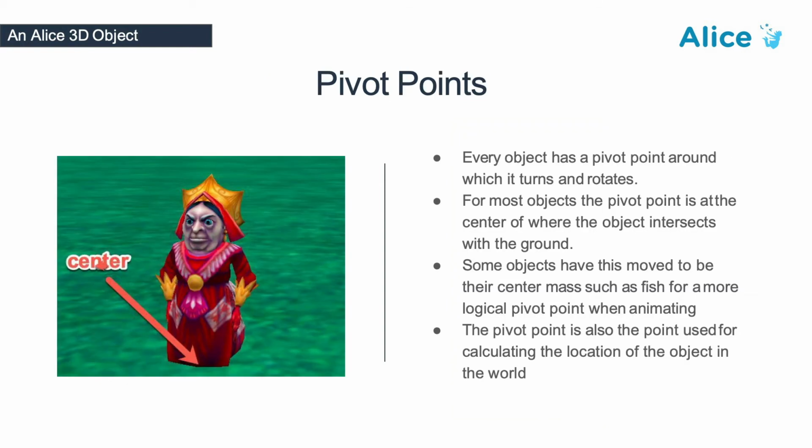Every object also has a pivot point around which it turns and rotates. The pivot point of an object is different for all objects. For most objects, the pivot point is at the center of where the object intersects with the ground. In this case, with the Queen of Hearts, the pivot point is at the feet to give you a more natural control over the object.